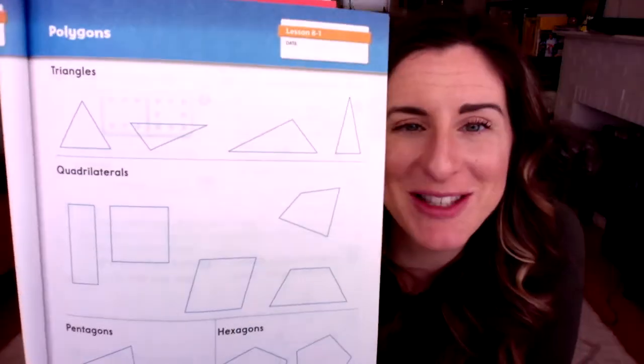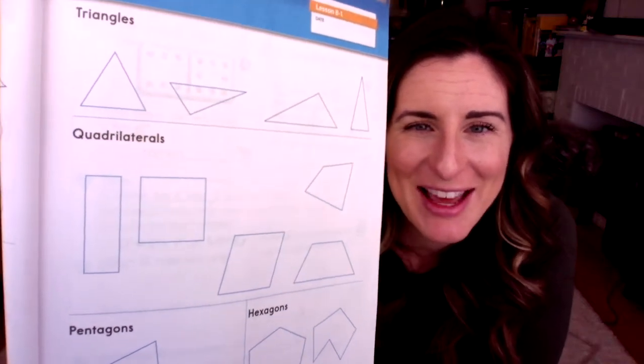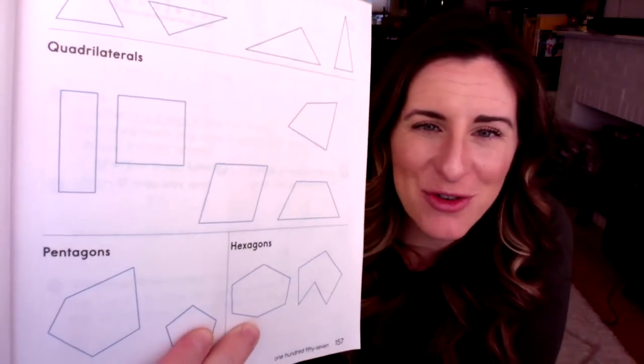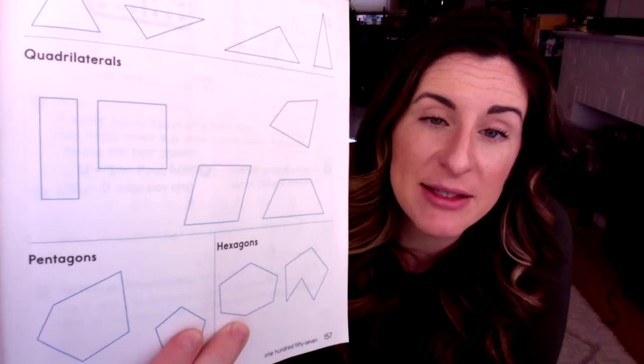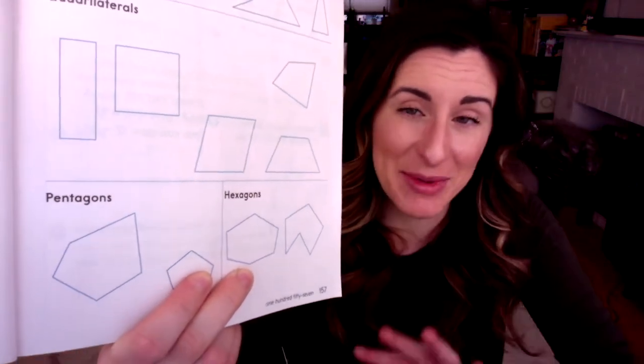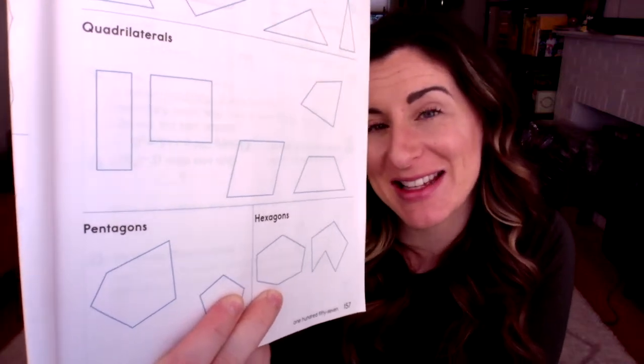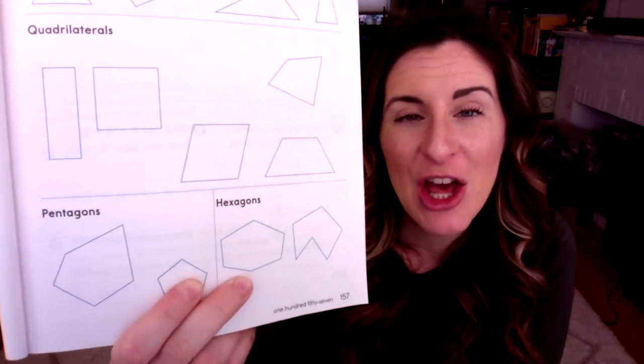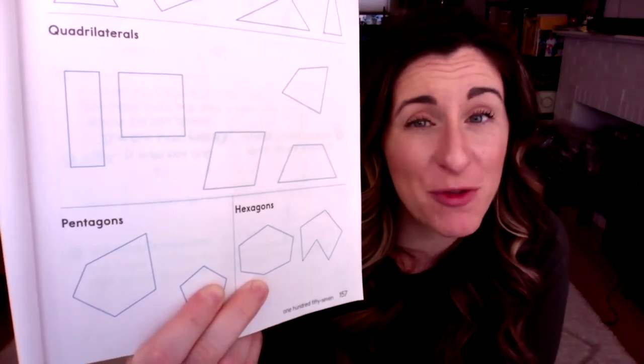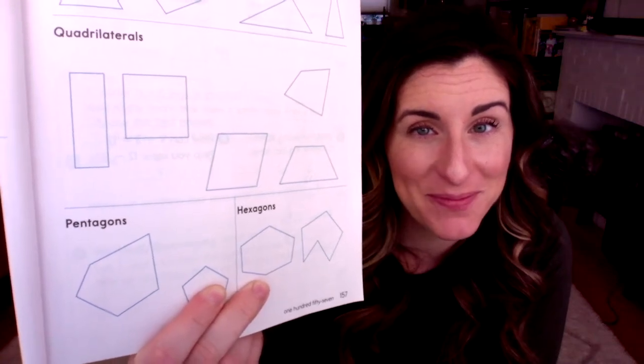On the next page, page 157, you'll see a lot of shapes. You see triangles, quadrilaterals, that means it has 4 sides. Pentagons, that means it has 5 sides. Hexagons, that means it has 6 sides. Go ahead and trace some of those shapes with your finger.